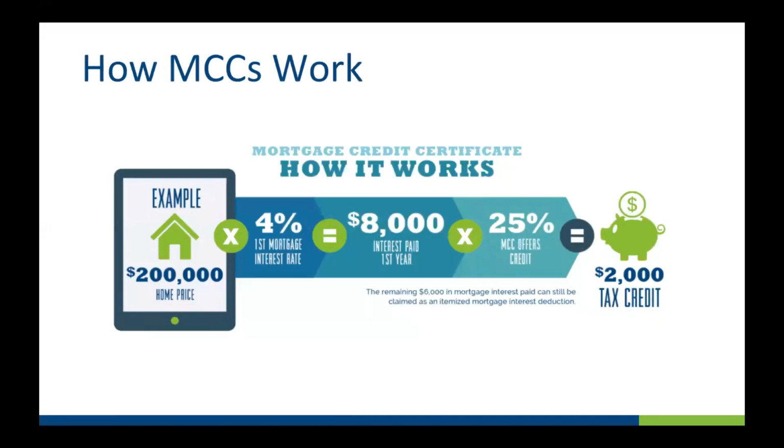Now, I do want to give you a quick example of how this works, but I won't get into a complicated calculus lesson here. Take a $200,000 price and a 4% rate. That's $8,000 a year in interest paid. Mortgage credit certificates will allow anywhere from 10 to 20 to 30% of the mortgage interest paid to be claimed as a tax credit. So if you paid $8,000 in interest and the mortgage credit certificate in your state allows you to claim 25% of that as a tax credit, then that's a $2,000 tax credit. The other $6,000 in mortgage interest that you paid can still be deducted.